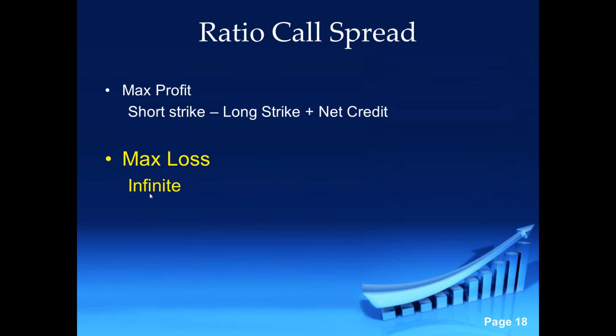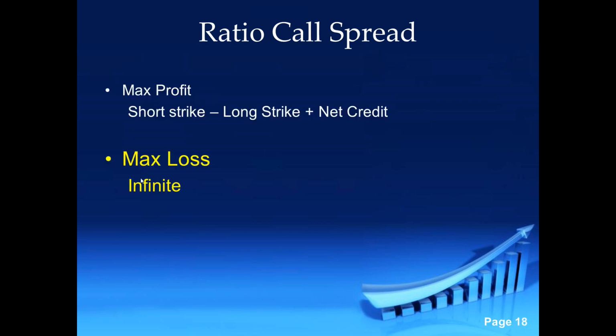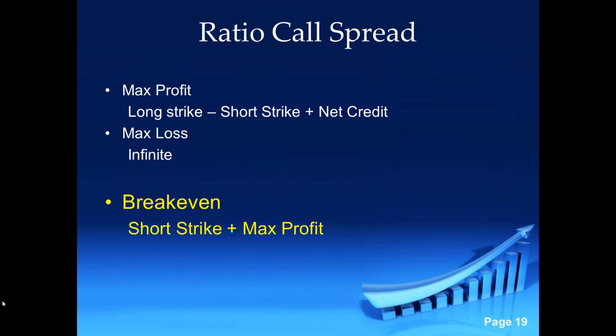All right. But our max loss is infinite. We've increased our risk. That one extra short call is our risk, infinite to the upside. And remember, we can only make a max profit of the width of the strikes because that's our long call spread. Our max loss comes into play from that short extra call. All right. And then our break even is the short call plus the max profit.